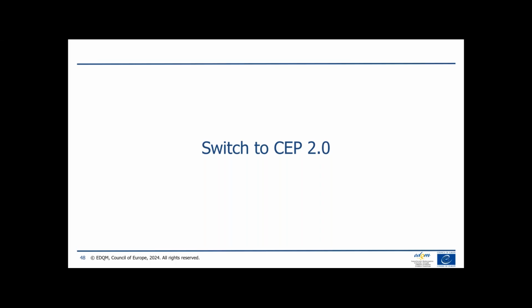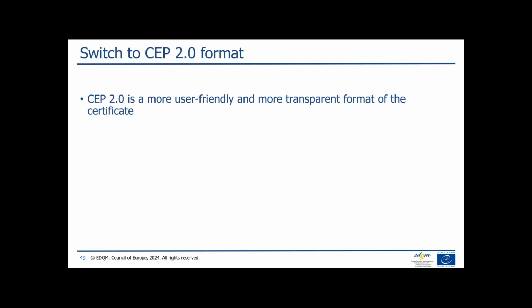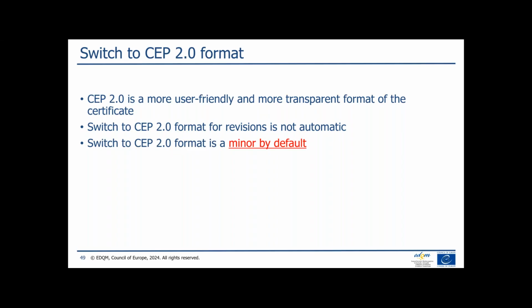What to do if we want to switch to SEP 2.0 format of the certificate, which is a more user-friendly and more transparent format of the certificate, which EDQM introduced last year. So it should be noted that switch to this type of format of the certificate is not automatic. The switch to SEP 2.0 format has to be requested by SEP holders, and the correct type of revision is minor revision, because this change is a minor revision by default.